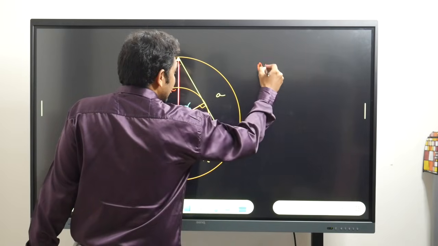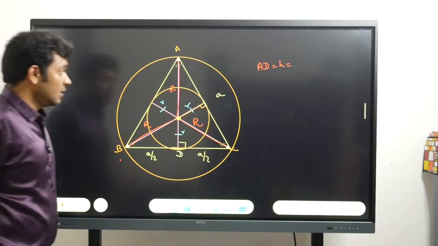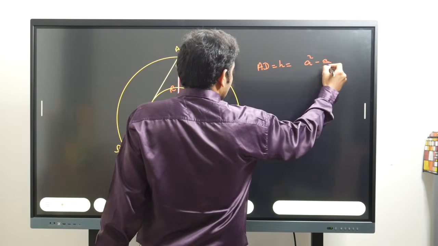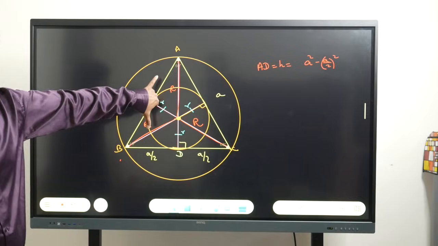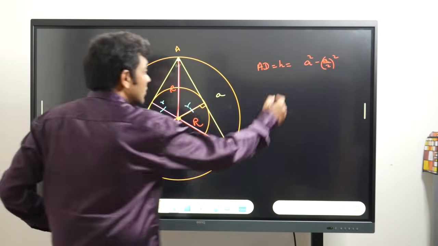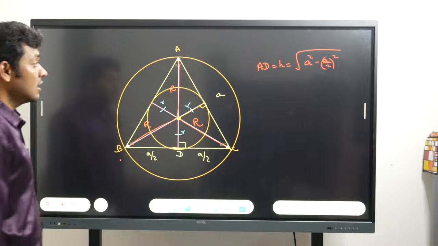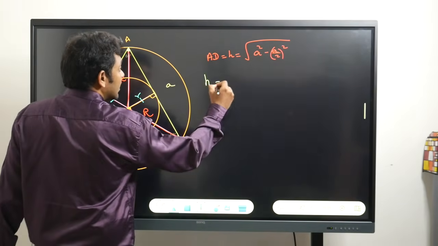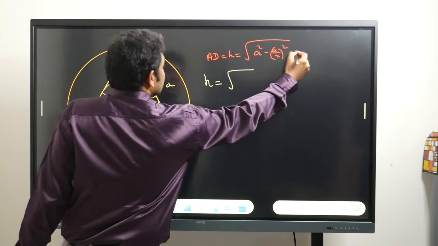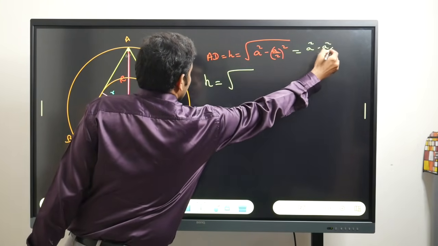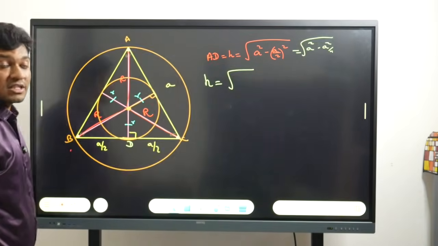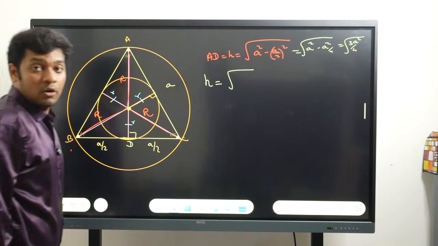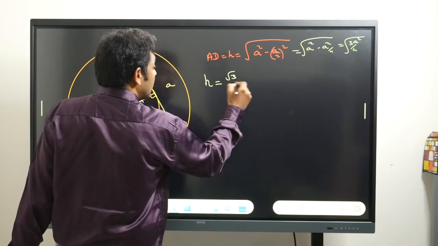can I say my length AD, which is the height of the equilateral triangle, is nothing but a square minus a by 2 the whole square, c square minus b square. a square minus a by 2 the whole square is nothing but h square. So h equals square root of a square minus a by 2 the whole square. If I simplify this, what will I get? Height of the equilateral triangle is nothing but square root of a square minus a square by 4. So a square minus a square by 4 is nothing but 3 by 4 a square. So square root of 3 by 4 a square is nothing but root 3 by 2 a.